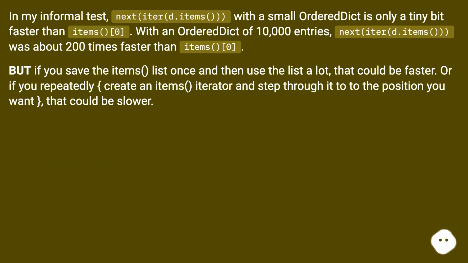In my informal test, next(iter(d.items())) with a small OrderedDict is only a tiny bit faster than items()[0]. With an OrderedDict of 10,000 entries, next(iter(d.items())) was about 200 times faster than items()[0]. But if you save the items list once and then use the list a lot, that could be faster. Or if you repeatedly create an items iterator and step through it to the position you want, that could be slower.